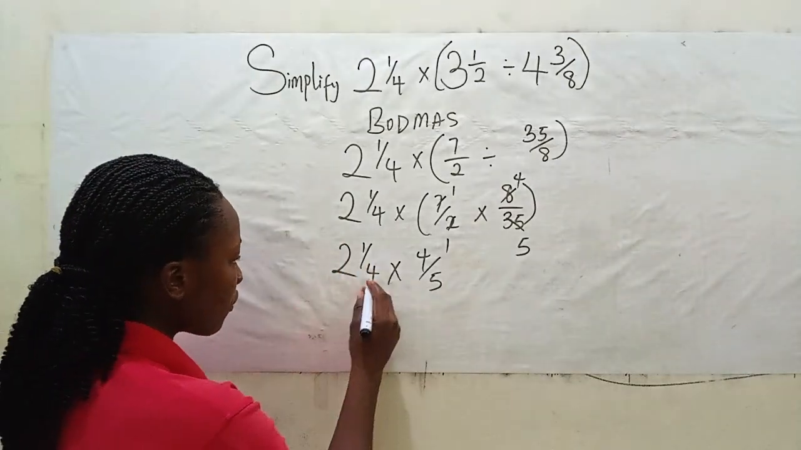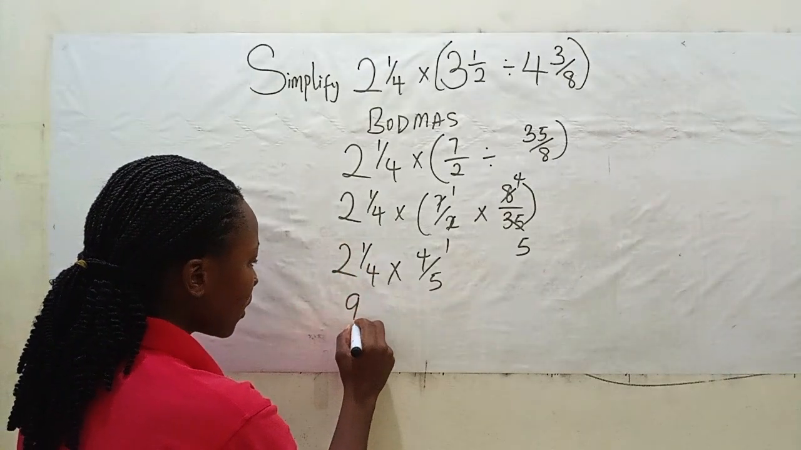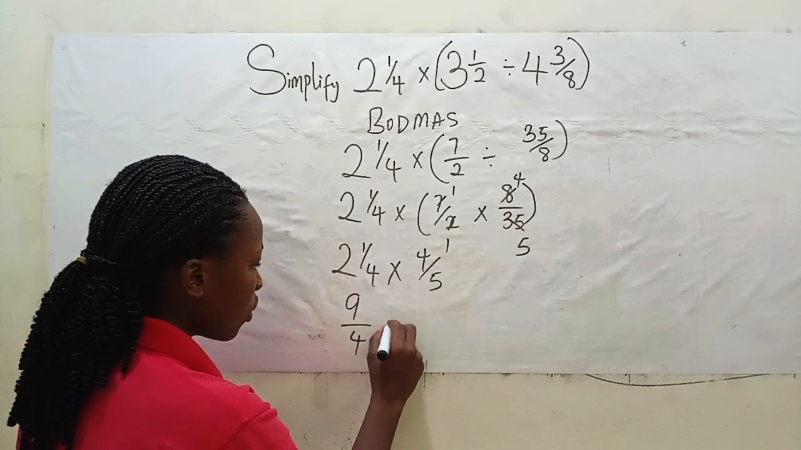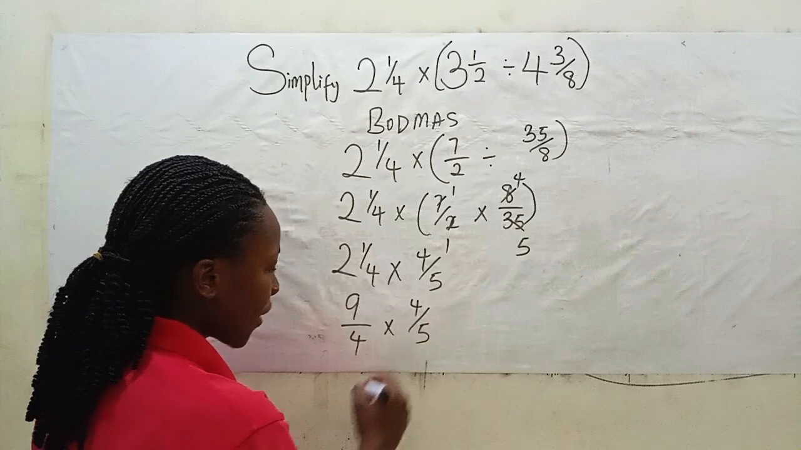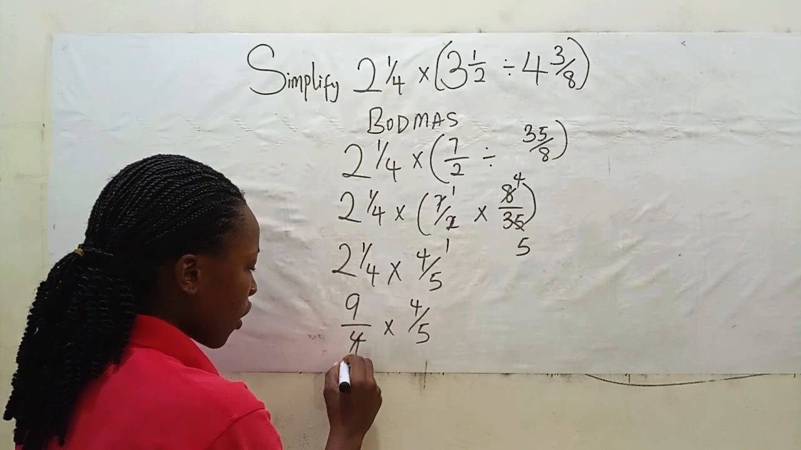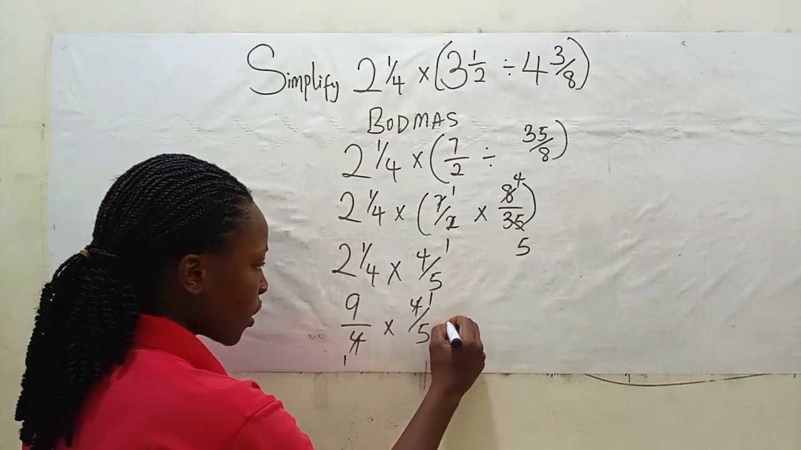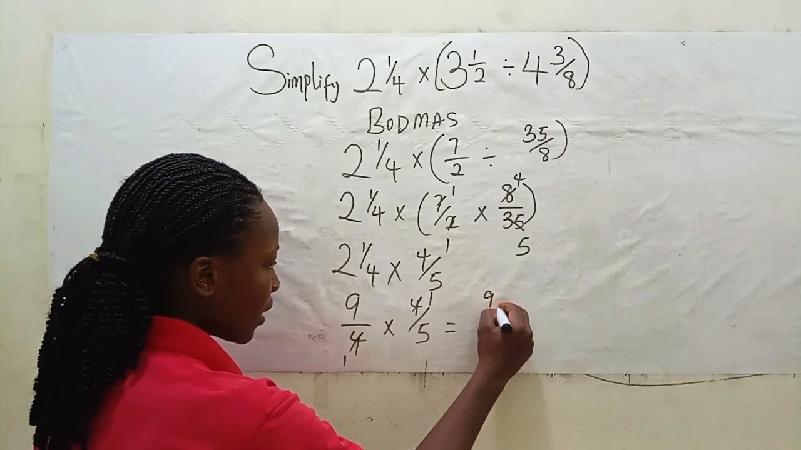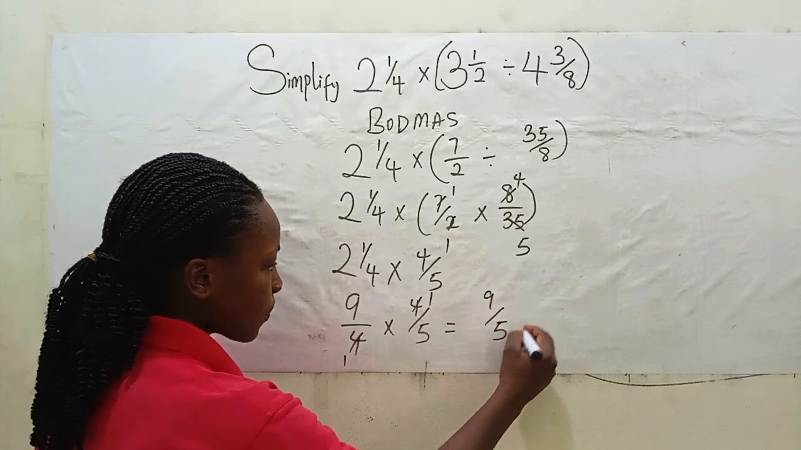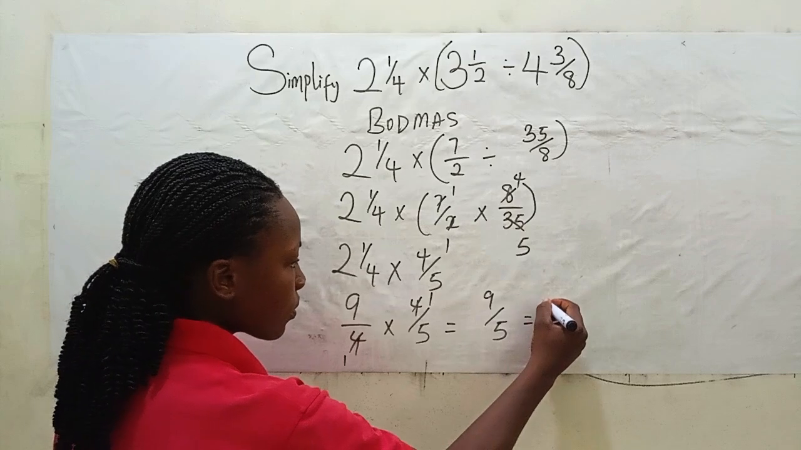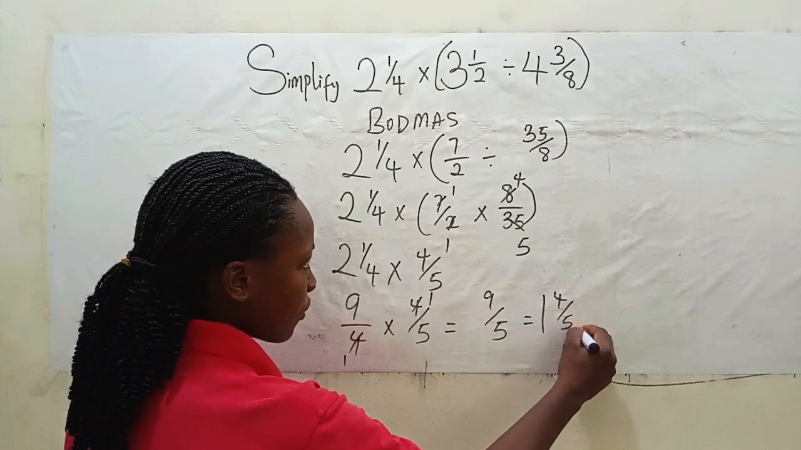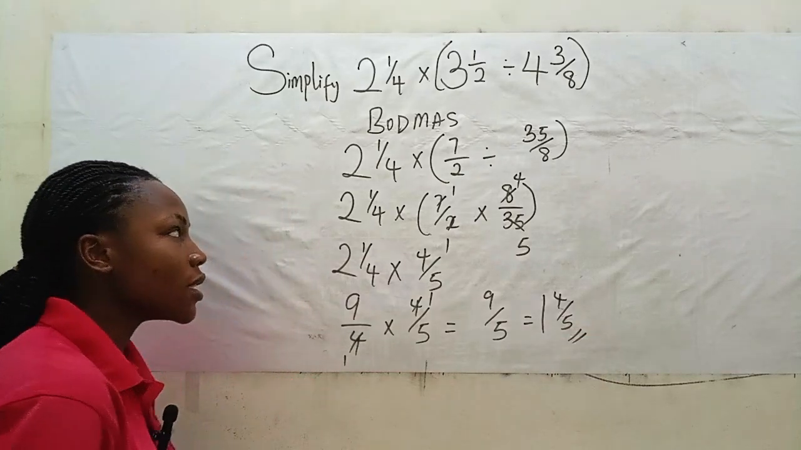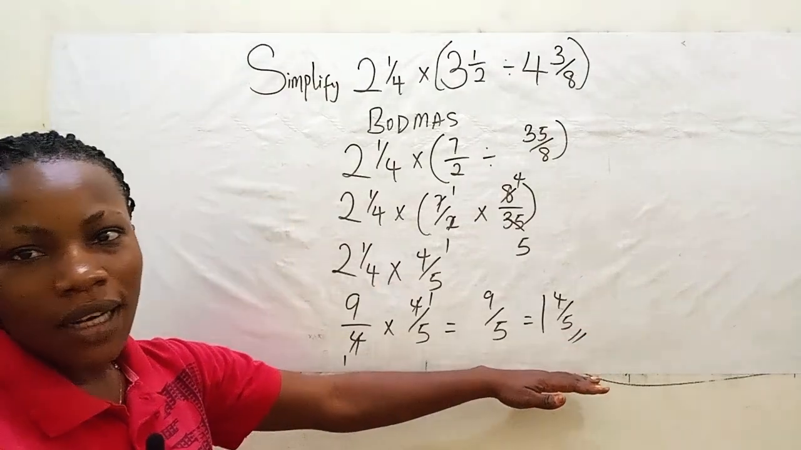We are going to have 9/4 times 4/5. 4 cancel here, cancel here. We're having 9/5, which is equal to 1 whole number 1/5. So this is our final answer.